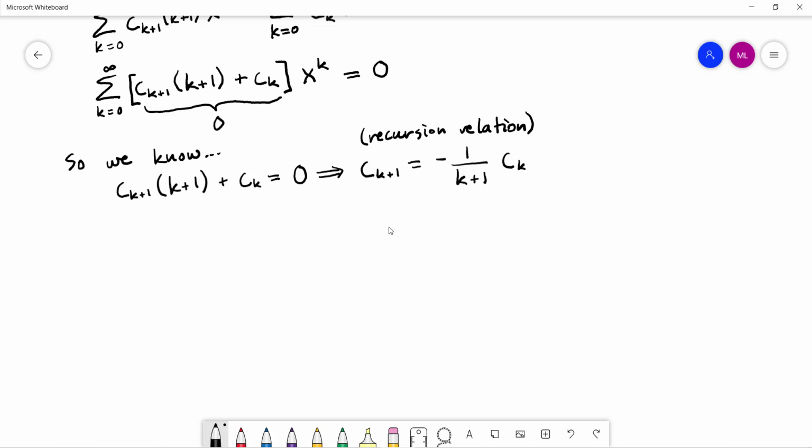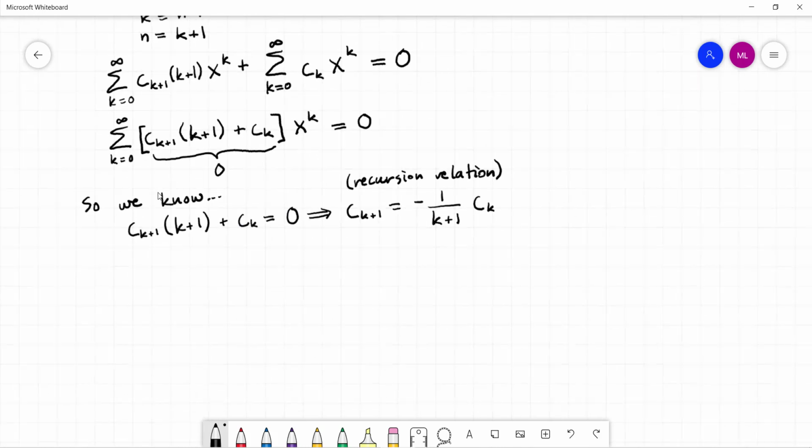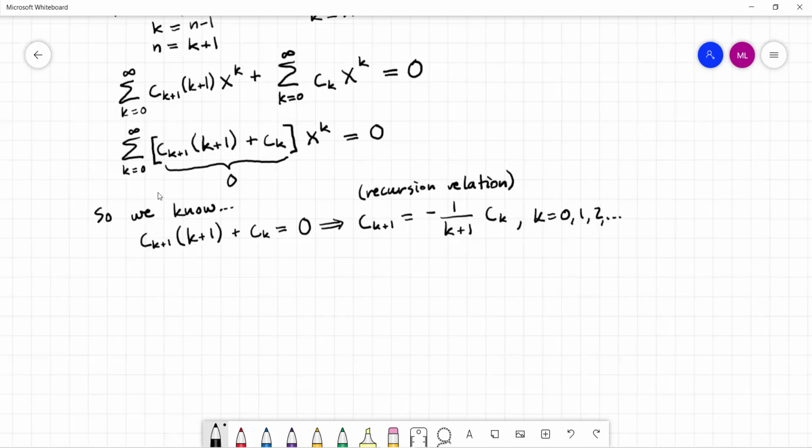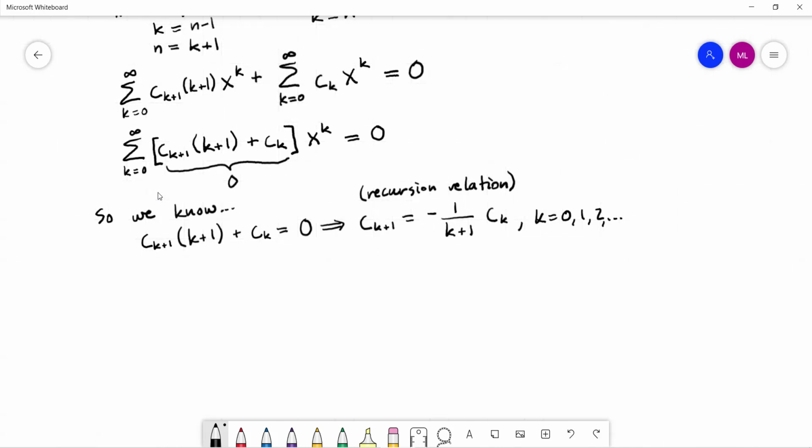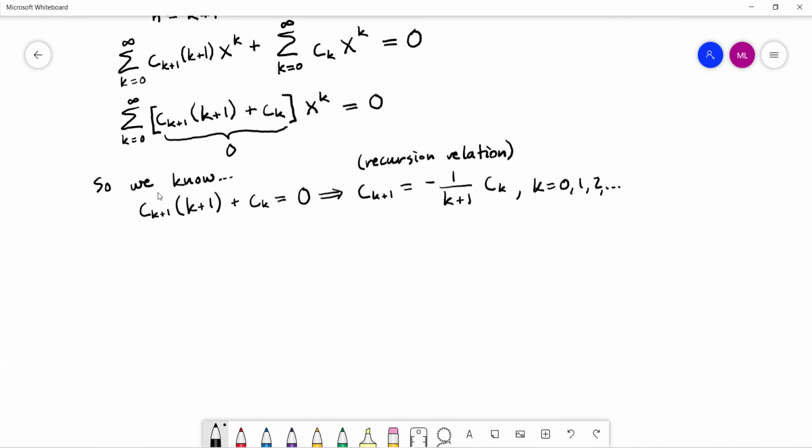Let's actually do that, right? This has to be true. The presumption here was that this was true for k equals 0, 1, 2, and so on and so forth. So all we need to do is take a look at this and plug in these values. So let's start with k equals 0.